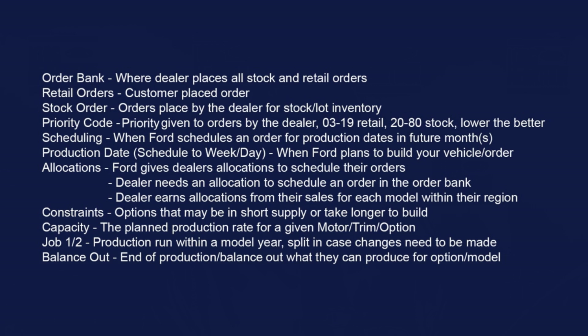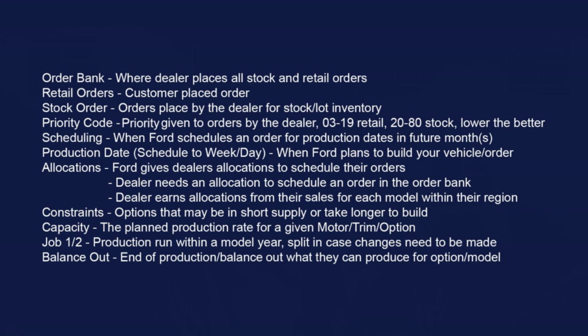Scheduling is when Ford schedules an order for production dates in the future months. A lot of these are finishing up for September's allocations for those November build dates. You usually get scheduled first to the week, and then as you get closer, you'll get scheduled to the day, which is the production date.